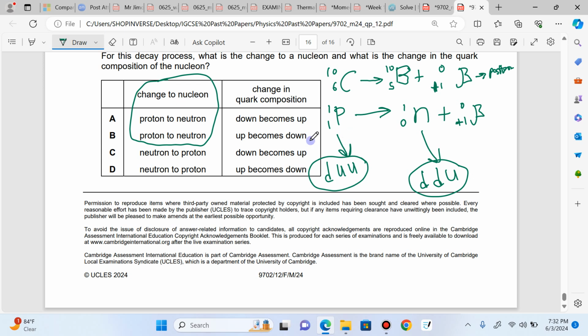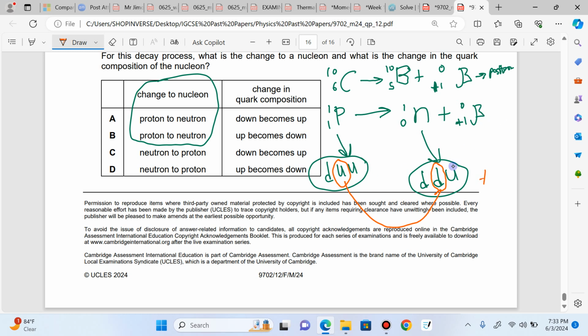So during the beta plus decay, okay, during the emission of a positron, a proton becomes a neutron and a positron will be emitted. So it's like down, up, up is being converted to down, down, up. In essence, what we are simply saying is that an up quark will just be converted to a down quark. That is what happens during a beta plus decay or during the emission of a positron.